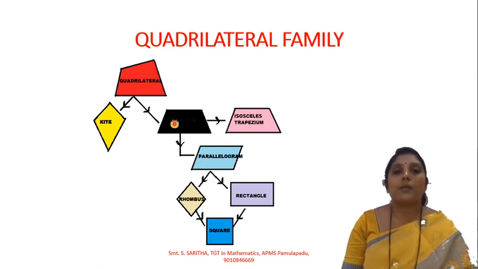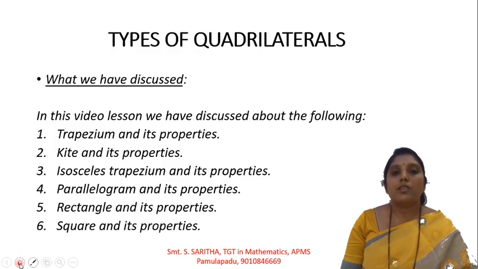All parallelograms are trapeziums. All trapeziums are quadrilaterals. But the vice versa is not true here. All quadrilaterals are not trapeziums. All trapeziums are not parallelograms. All parallelograms are not rhombuses and are not rectangles. All rectangles and rhombuses are not called squares. So this is about the types of quadrilaterals.